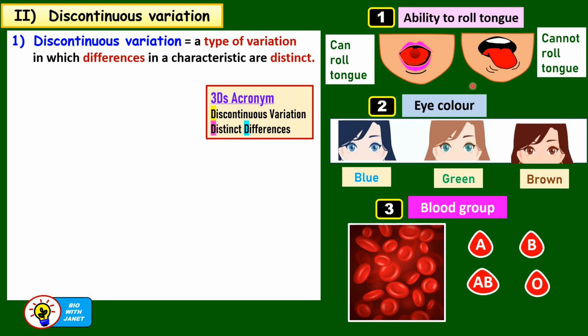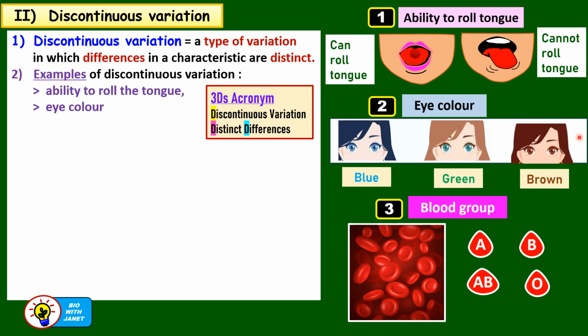For example, a person can either be able to roll his tongue or he cannot. Okay, so some people can roll their tongue, you can see clearly, and some people cannot. So the differences are quite clear cut, right, or distinct. Now, examples of discontinuous variation are ability to roll the tongue, eye color. For example, some people have blue eyes, some have green eyes, brown eyes, some have black eyes. Black eyes means, of course, it's just the iris that's black. Okay, we are not talking about somebody who is punched by another person in the eye.